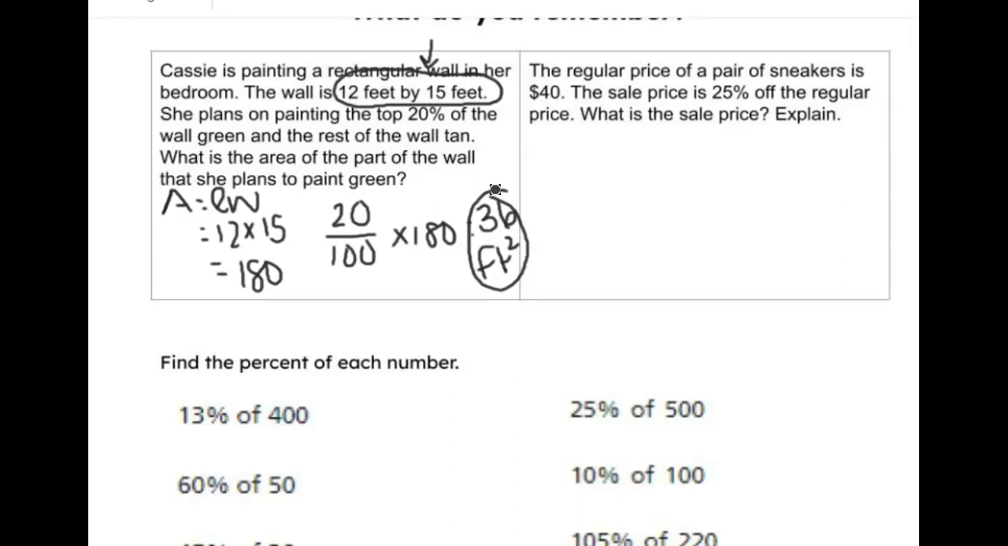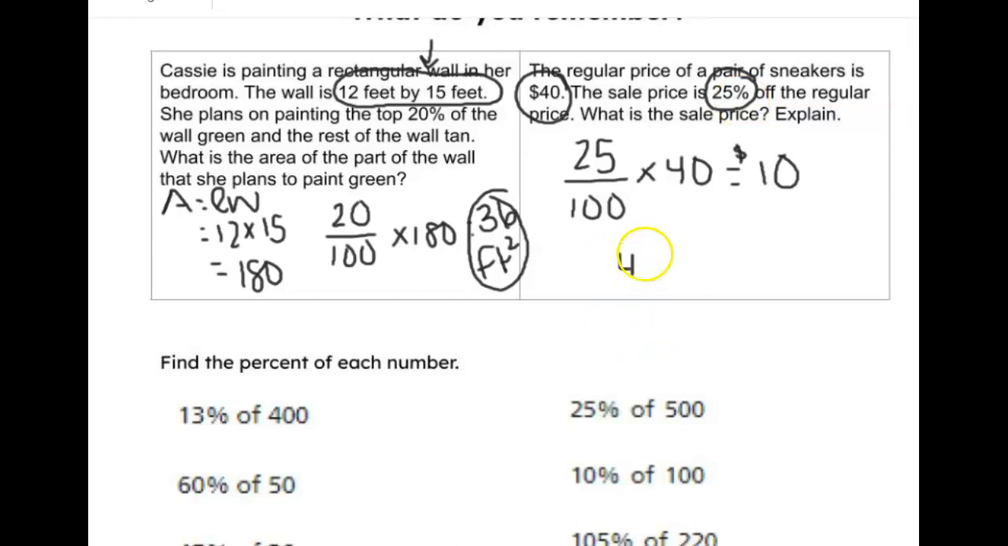The regular price of a pair of sneakers is $40. So we got that. The sale price is 25% off the regular. What is the sale price? So 25% would be 25 over 100 times 40. On our calculator, we have 25 over 100 times 40, and we get 10. Now, that is not the answer because 10 is the amount we're taking off. If the original shoe costs $40 and we take $10 off, that means we're going to subtract it. We get $30 as our answer.